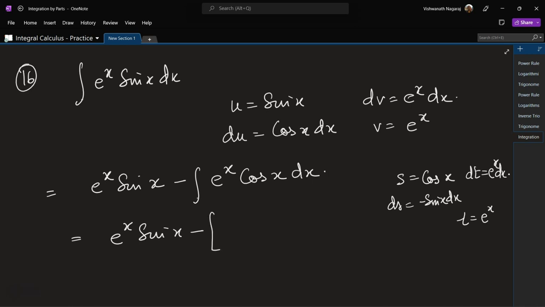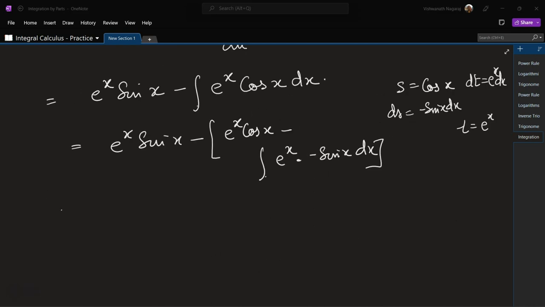So again now we do integration by parts. uv, now here uv we don't have, we have s and t. So s is u, t is v for our reference purpose. So uv will be e to the power of x cos x, then minus integral of t ds. So e to the power of x times minus sine x dx. Let's write the full equation.